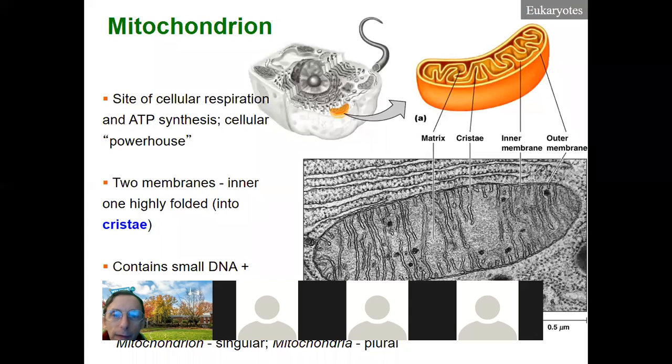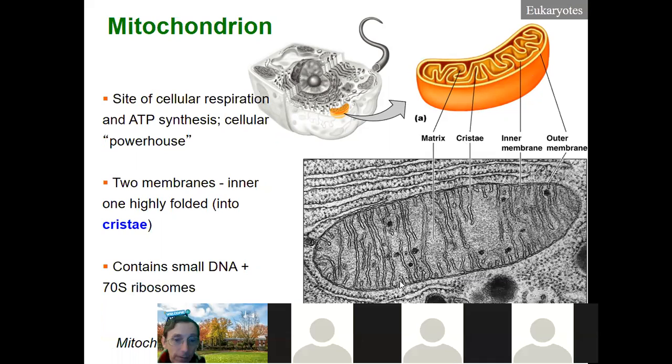There is a space between the inner membrane and the outer membrane. Let me get the mouse there. And then there's a space inside the inner membrane, and that is called the matrix. The cristae is just the folding of the inner membrane. Inside the mitochondria, you can find DNA and small ribosomes, the 70S ribosomes, which is not shown here.